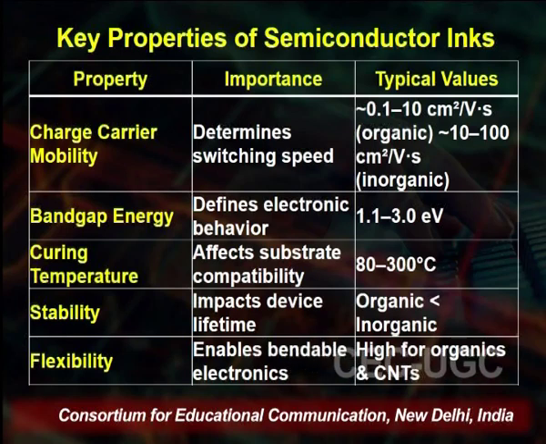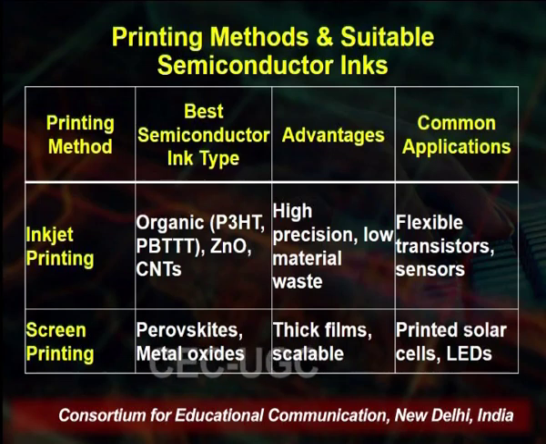Curing temperature affects substrate compatibility and must be 80 to 300 degrees centigrade. Stability impacts device lifetime, and organic inks have less stability compared to inorganic. Flexibility enables bendable electronics and is high for organic and CNT inks, which are more flexible than inorganic ones, so they can be used on any flexible substrate for printing.